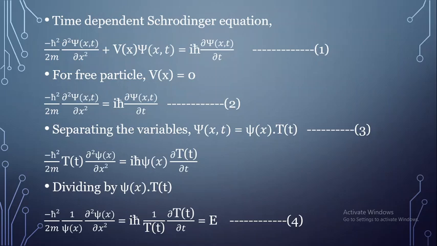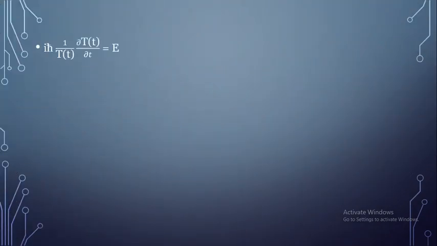Now we can observe that the first term on the LHS depends totally on position, which is ξ of x and ∂² by ∂x², whereas the second term on the RHS depends only on time. So now we have separated both the variables, and finally we can find the solution for ξ of x and T of t. For that, let us consider part by part. First, let us find the solution for T of t. So we are considering the second term and equating it to the last term, which is E.